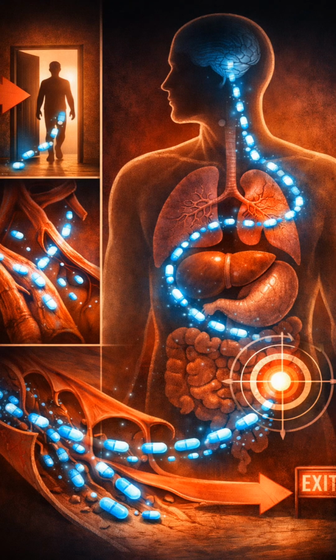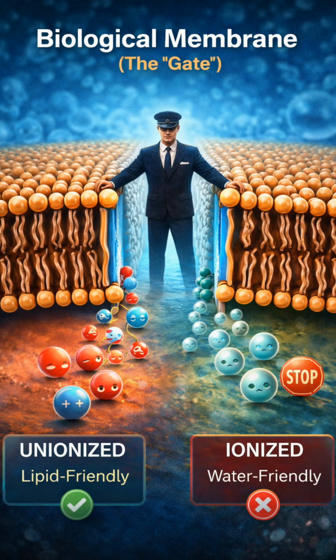Pharmacokinetics is simply the journey of a drug: how it enters the body, moves through it, and leaves. And here is the key idea. The effect of a drug depends on how much of it reaches its target site unchanged. But before any drug can act, it has to cross a barrier.